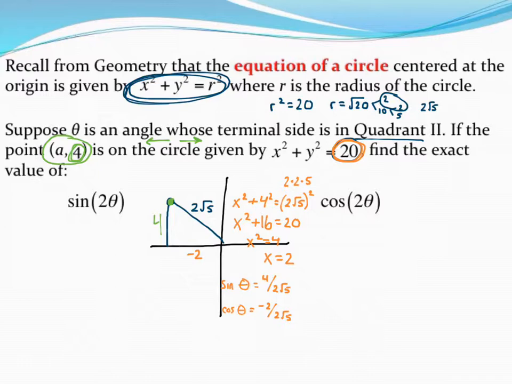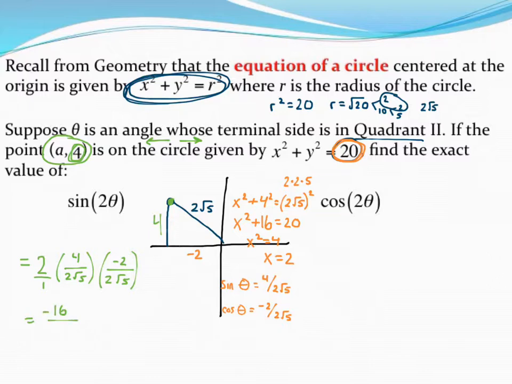Okay, so all my pieces are now in place to find the sine of 2 times theta. Recall that your double angle formula was 2 times the sine of theta, which is 4 over 2 square root of 5, multiplied by the cosine of theta, which is negative 2 over 2 square root of 5. And so all of this needs to be multiplied together. If it helps, put that over 1. We're going to multiply all along the numerators. So 2 times 4 times negative 2 is negative 16.